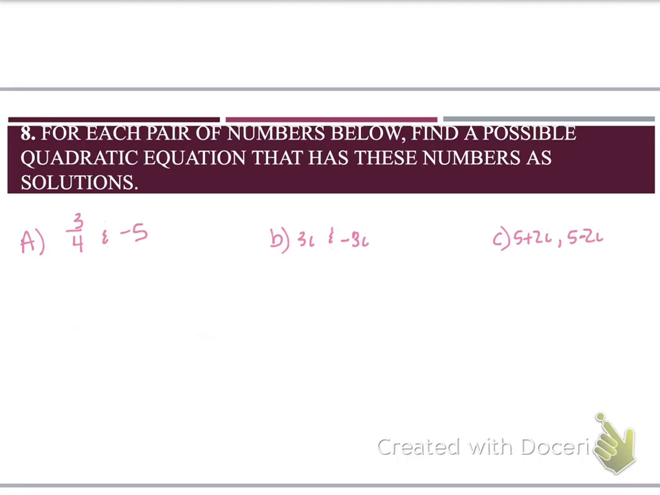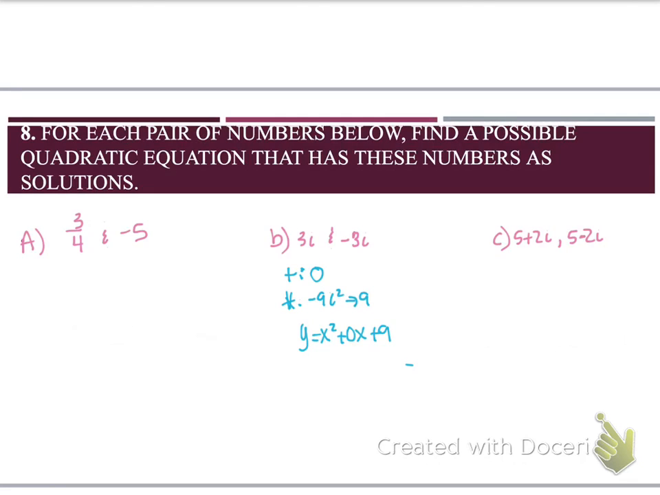Okay, it says for each pair of numbers below, find a possible quadratic equation that has the numbers as solutions. It's kind of the same thing. I'm going to start with these ones here first, what adds and multiplies. If I add them, I get 0. If I multiply them, I get negative 9i squared, so I get 9. So I got y equals x squared plus 0x plus 9, or y equals x squared plus 9.